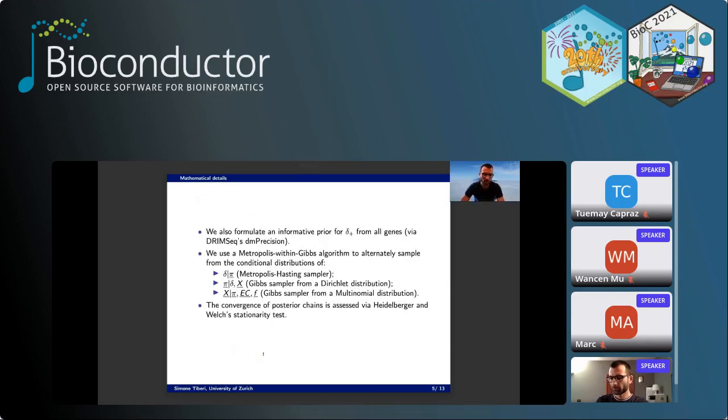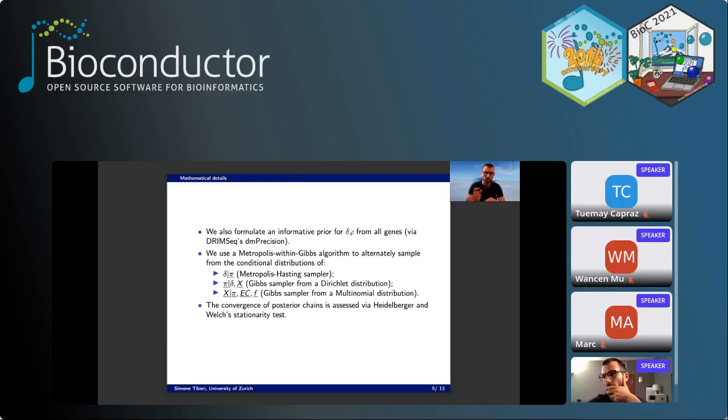Now, to enhance inference, we also formulate an informative prior for the precision parameter from all the other genes. And so we follow a similar conceptual approach to what, for instance, DESeq2 does for the dispersion parameter of the negative binomial model.